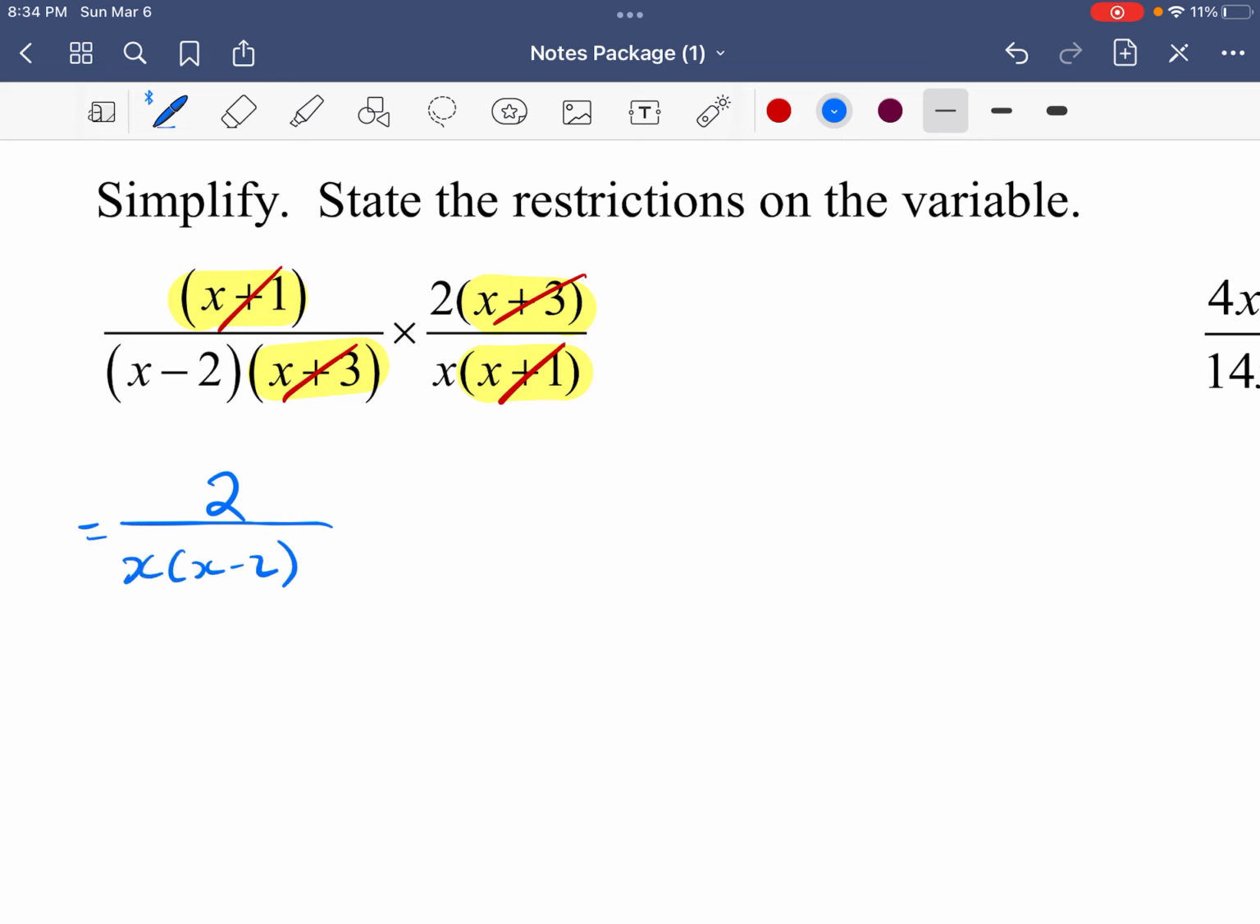However, we do need to do our restrictions at this stage, not after we've simplified. So x cannot equal 2, x cannot equal negative 3, x cannot equal 0, and x cannot equal negative 1. Now you don't have to write x equals all the time. You can just write it as x cannot equal 2, negative 3, 0, negative 1.